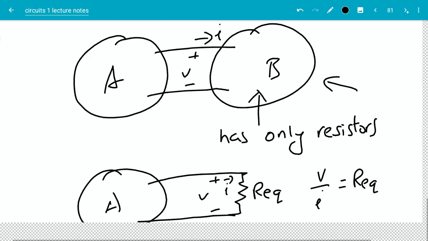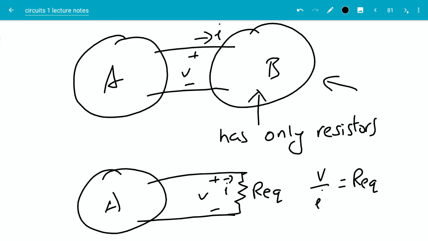Okay, so what I'm telling you without proof is, if you have a big part of a circuit where there are only resistors and the two wires coming out of that, then you can replace the entire part with a single resistor called the equivalent resistance.